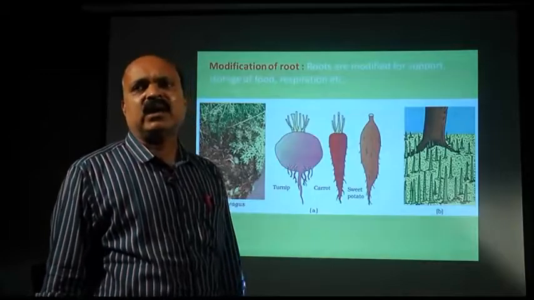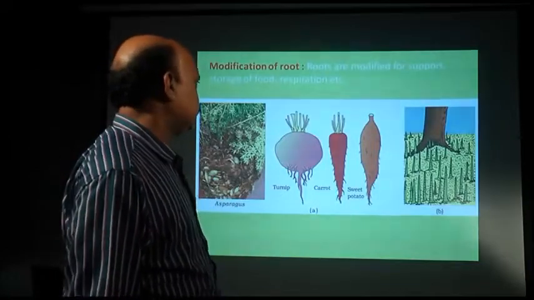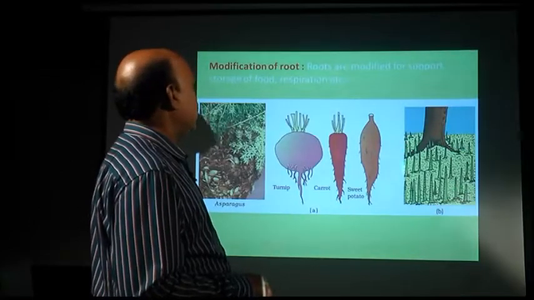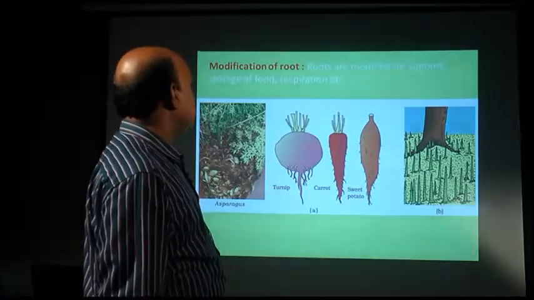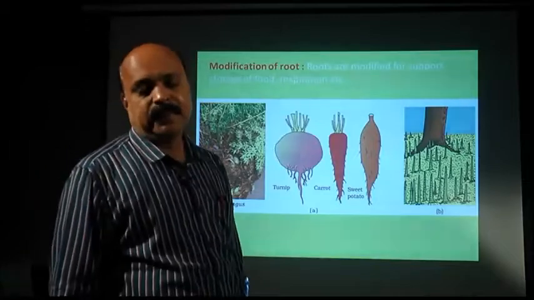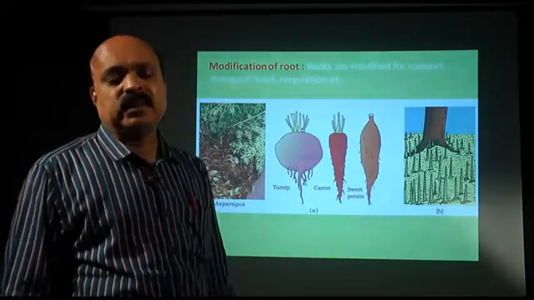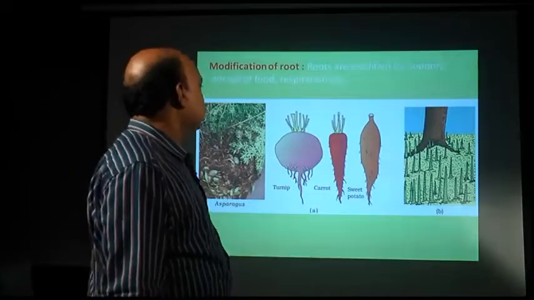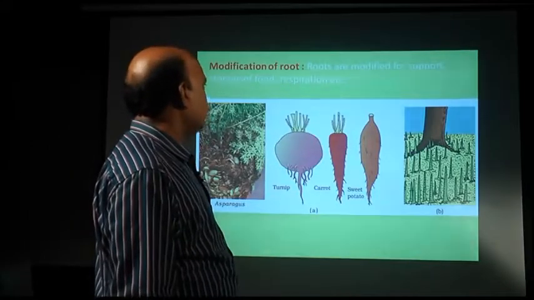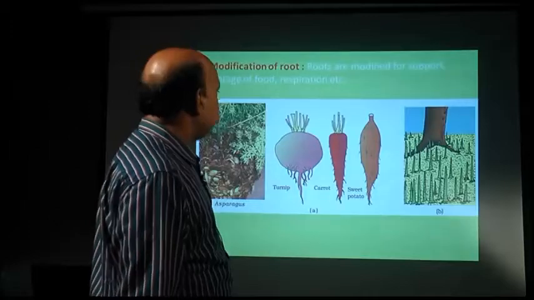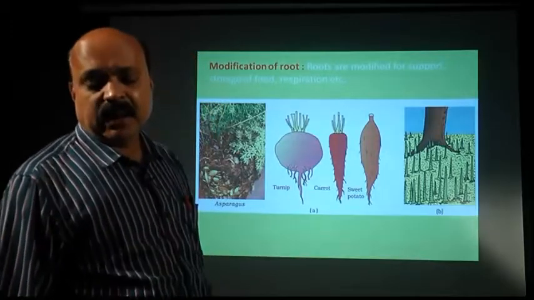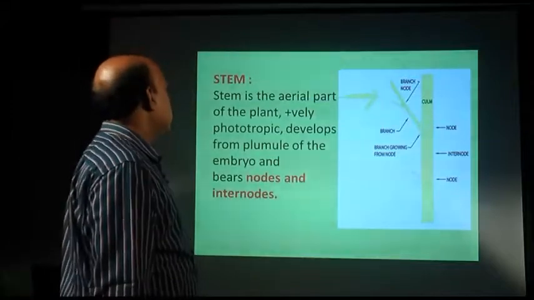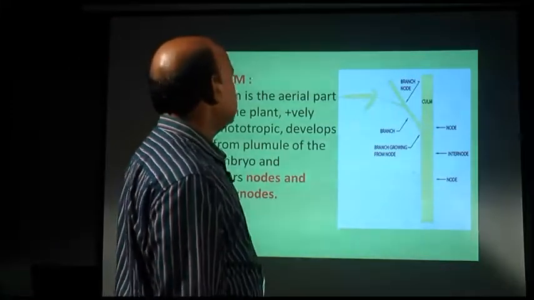Found in hydrophytic plants like Pistia, and also in particular mangrove plants like Sonneratia, Avicennia, not the Rhizophora. So roots are modified for support, for storage of food and generally for performing the respiration, and in banyan tree they are performing the mechanical support, and such type of root is called as prop root. So this is all about your root.